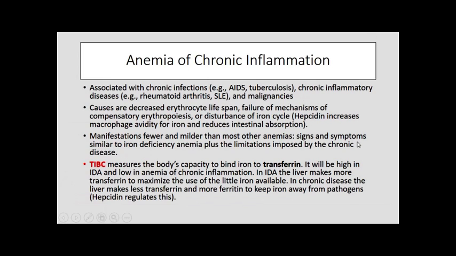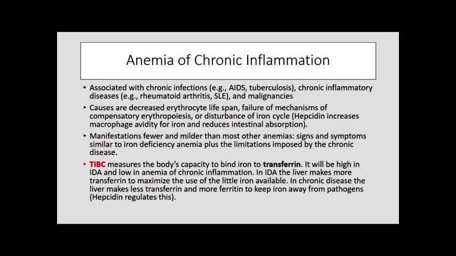Anemia of chronic inflammation. In this case, we have an anemia that is associated with any chronic infection. You have there AIDS, tuberculosis, rheumatoid arthritis, lupus, and cancers. So you have a patient that has a chronic severe disease. Okay, these conditions are going to cause a decreased erythrocyte lifespan. They are going to live a very short time. And failure of the compensatory mechanisms of erythropoiesis.